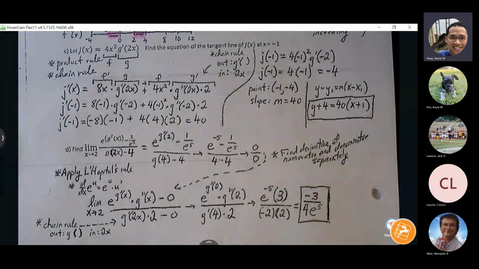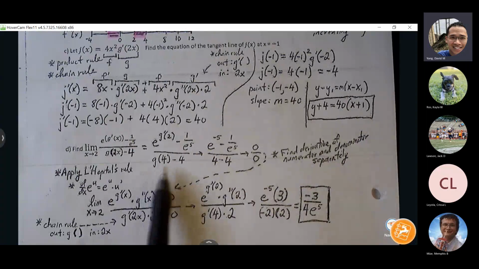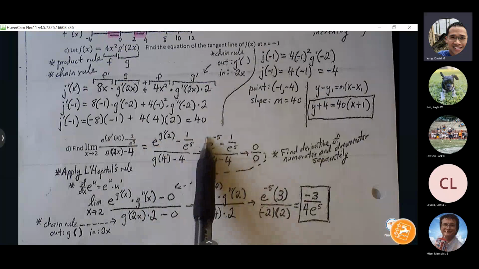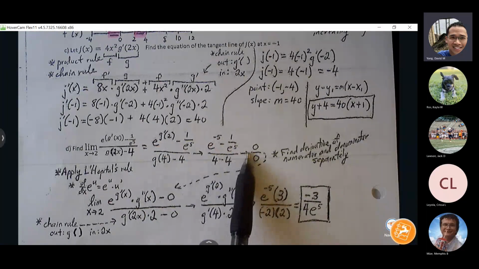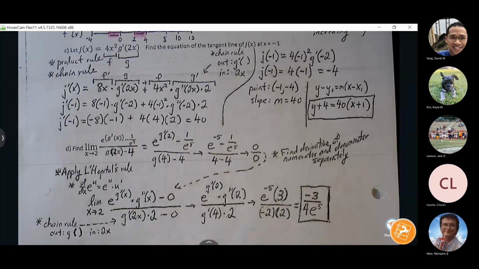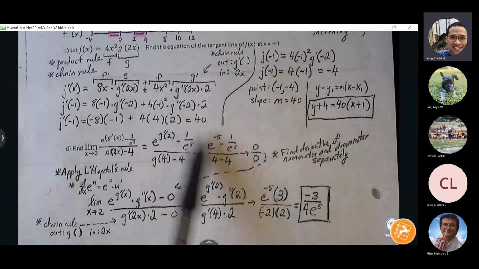So 2 in for all the x's. I get e to the g prime of 2 minus 1 over e to the 5th, all over g of 4 minus 4. G prime of 2, look at my table, that's -5. E to the -5 is the same thing as 1 over e to the 5th. So this ends up subtracting out to be 0. G of 4 is 4. Look at my table. 4 minus 4 is 0.